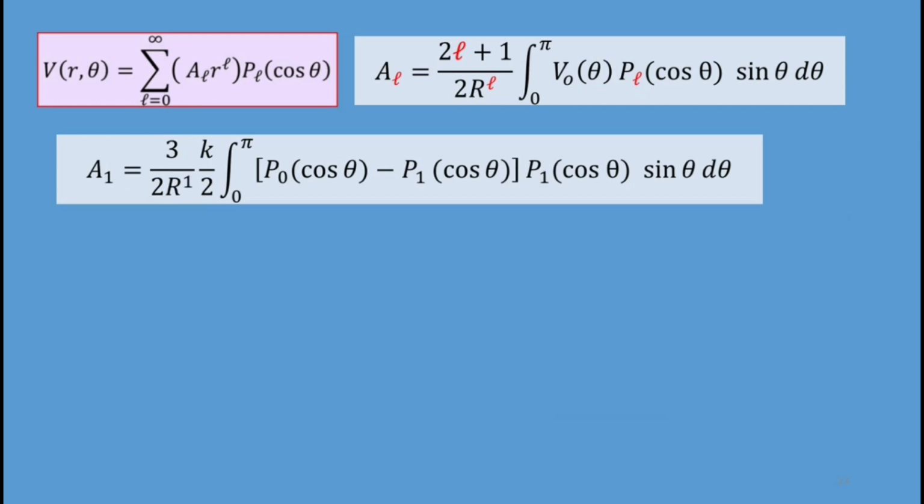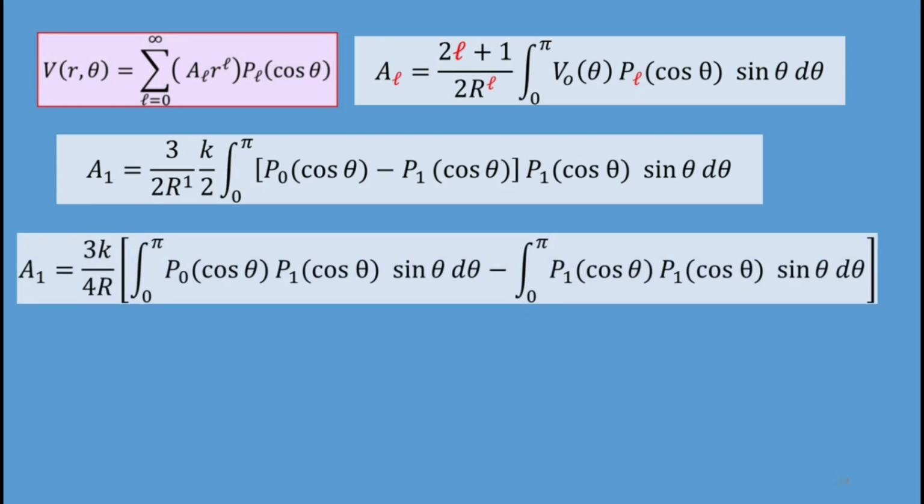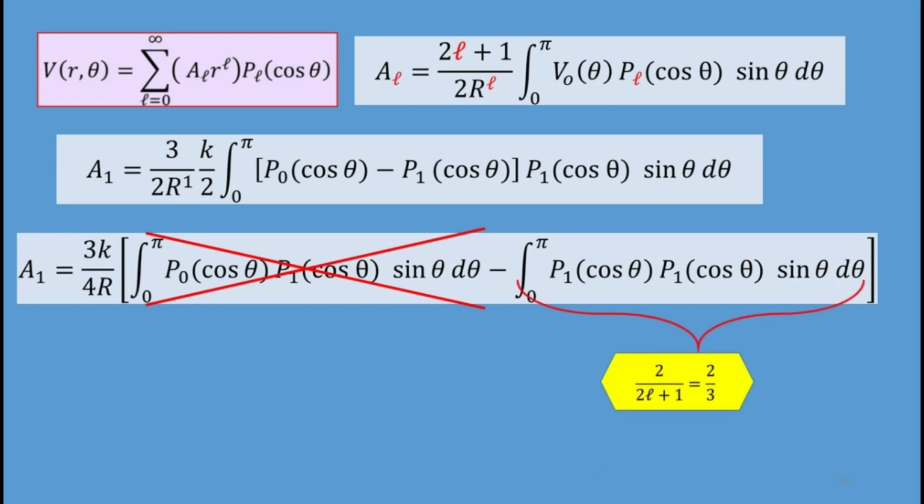Next, A1. What will be A1? A1 equals 3 upon 2r times k upon 2 times the integral from 0 to pi of (P naught cos theta minus P1 cos theta) P1 cos theta sin theta d theta. Now just multiply within the brackets: we get P naught cos theta P1 cos theta, and another is P1 cos theta P1 cos theta. Here the first term, the index is not the same, so the first term is 0. Sorry, 0, not blows up; blows up means infinity. Okay, it is 0. So A1 will be 3k upon 4r, and here l is 1, so 2 upon 2 plus 1, so 2 upon 3. Now A1 will be negative k upon 2r.